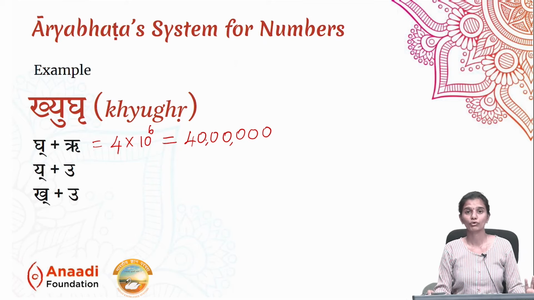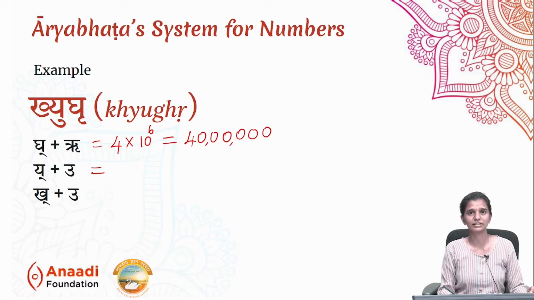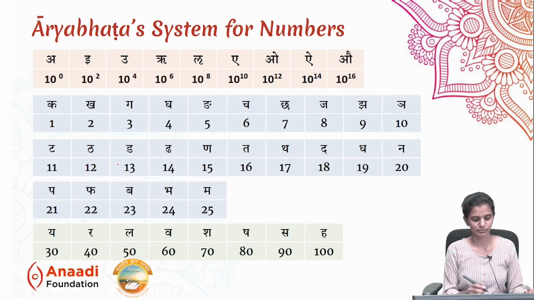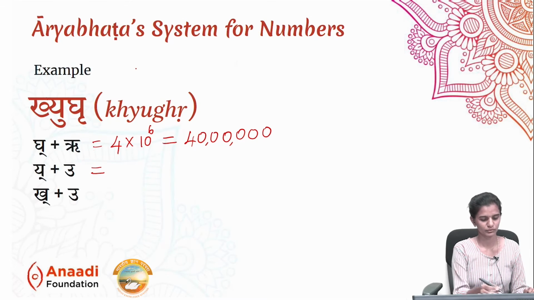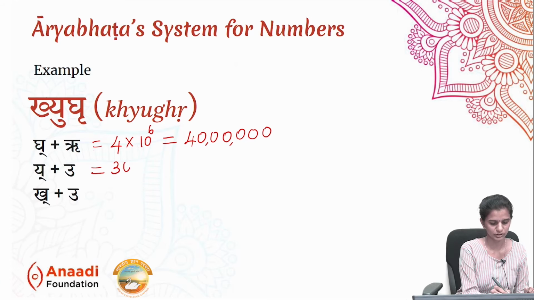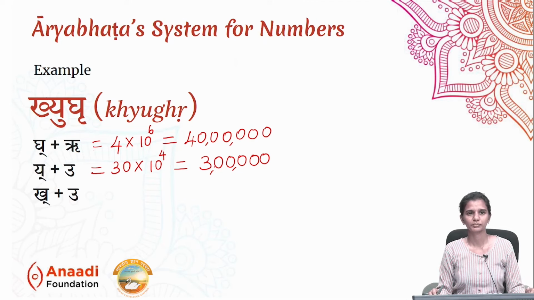So the value is 40 lakhs. We will move on to the next letter, that's E plus U. The value for E is 30, and for U the value is 10 power 4. Thirty into 10 power 4. So the value is 3 lakh.